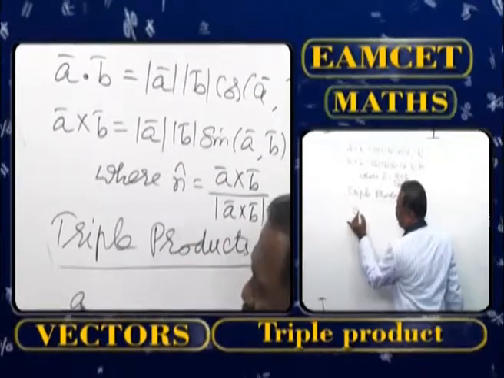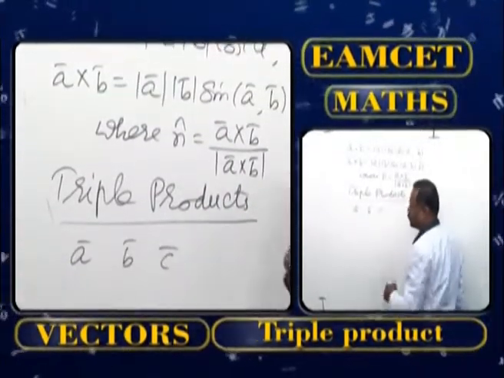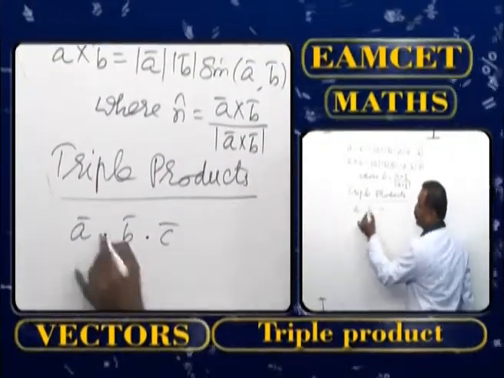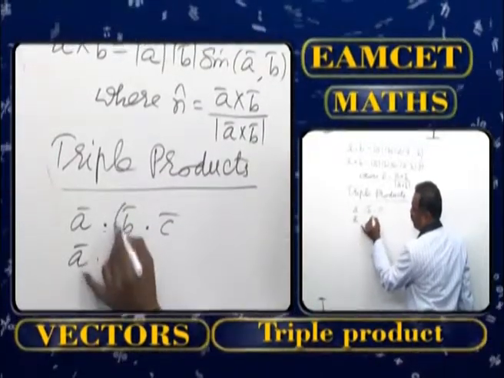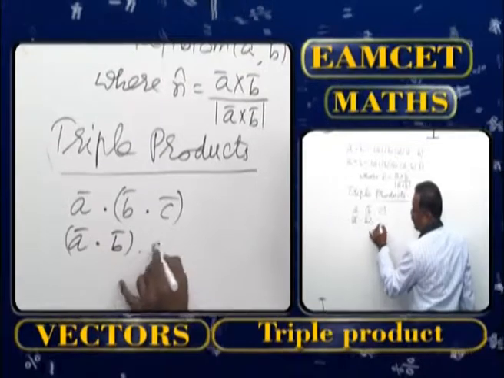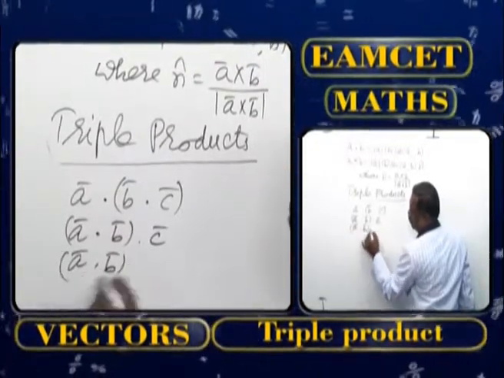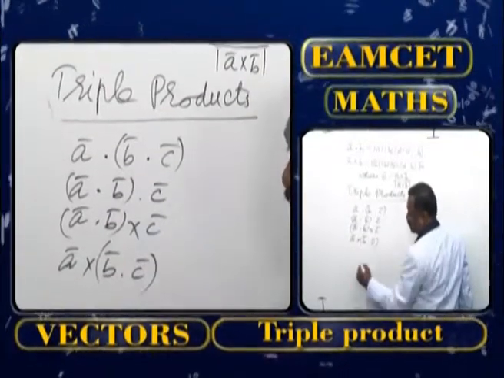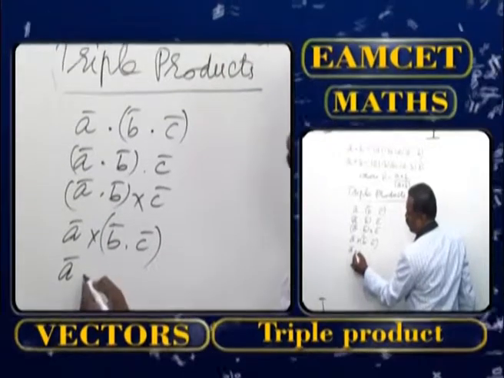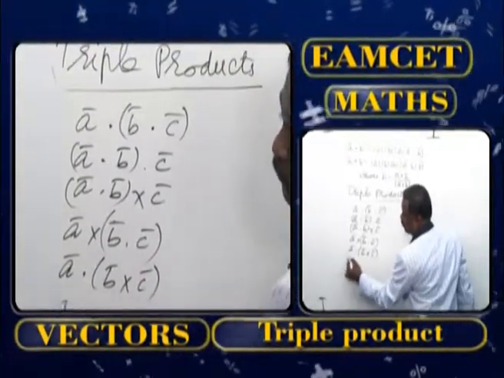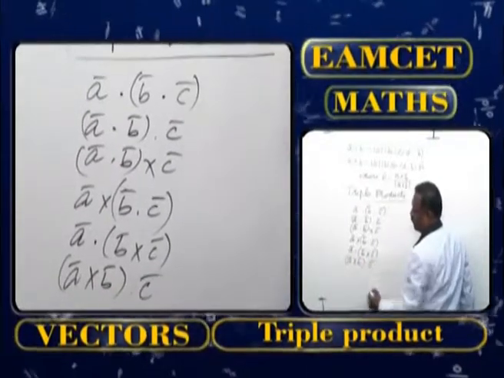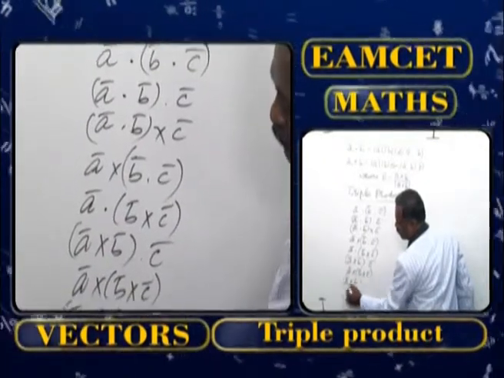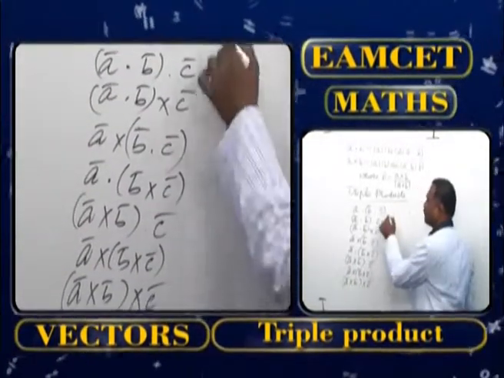Triple products means if you take a bar, b bar, c bar, how the dot and cross can be distributed among them. Dot and cross can be placed in these different ways. This one is not defined.